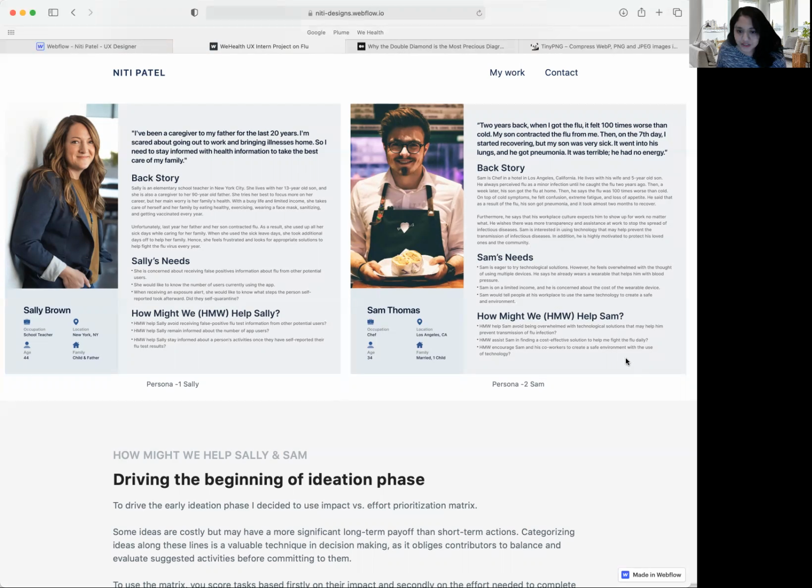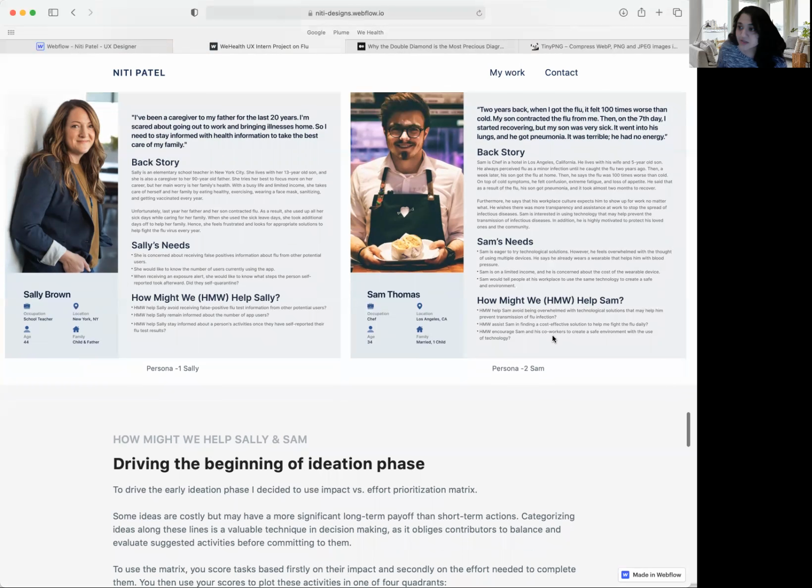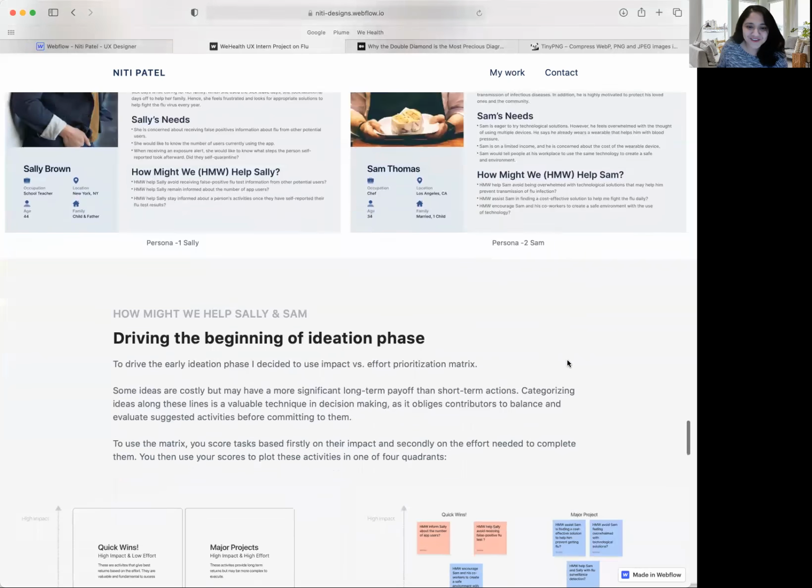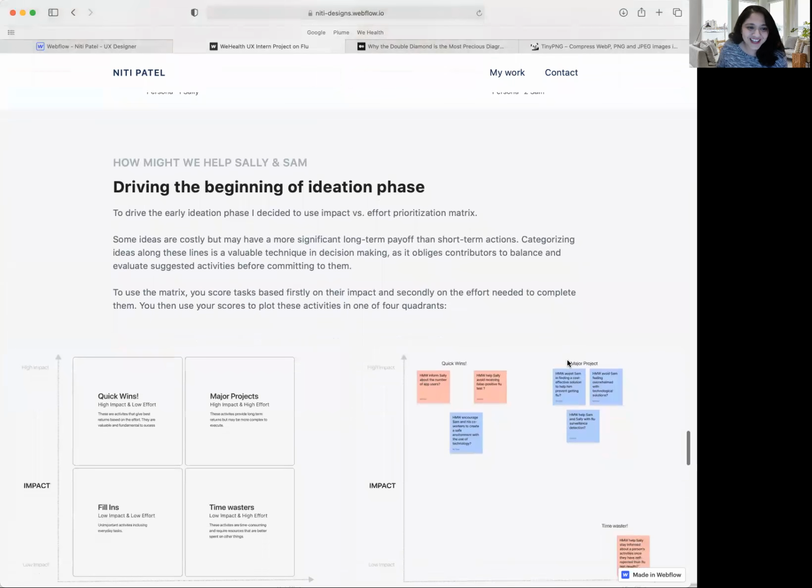So he looks for solutions. He's eager to try the technology. He's willing to do it. However, he feels overwhelmed with the thought of having multiple devices. He's also looking for a cost-effective solution because he's on a limited income. And Sam would tell people at his workplace to use the technology as well. So he's pretty open and broadcasting flu solutions.